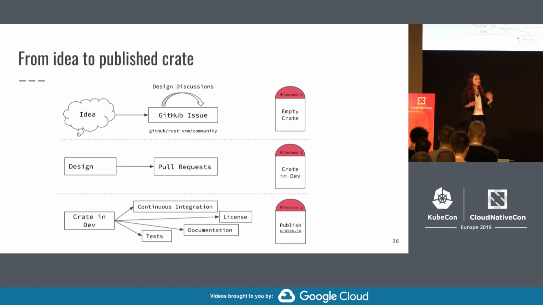And after discussions about design and naming, which is very hard for us, we actually create an empty repository, or an empty crate. And against this empty crate, we submit pull requests based on the design discussions in order to obtain a crate in development, or a useful crate, a crate that has functionality. But now, as I said, these crates are going to be used by multiple projects. So obviously, there is a list of requirements that you have to meet before we publish the crates on Crates.io.